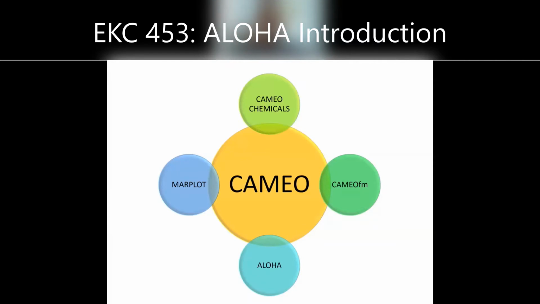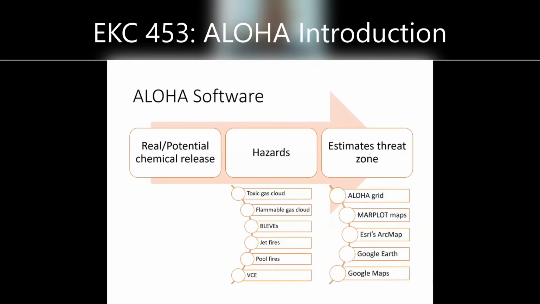ALOHA software actually works in steps. First, we want to estimate a potential chemical release. For your case, in your plant design, you try to estimate or find the potential chemical release. But you can also use this to simulate a real case study. For the EKC 463 project last semester, they did this project using a real case study, but with ALOHA software. So they tried to find out whether it is the same as the real plant or the real situation or not.